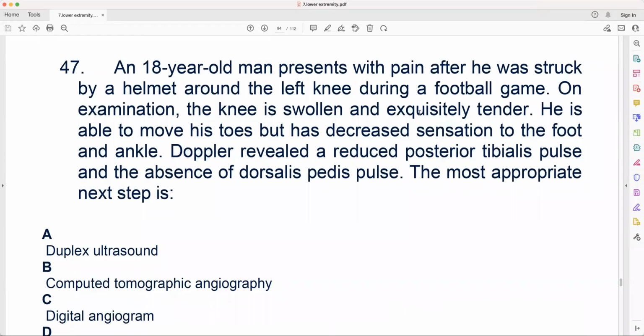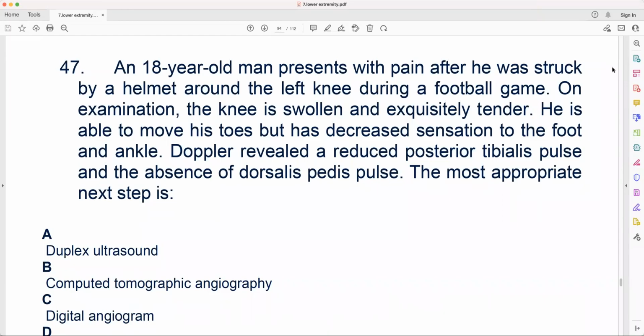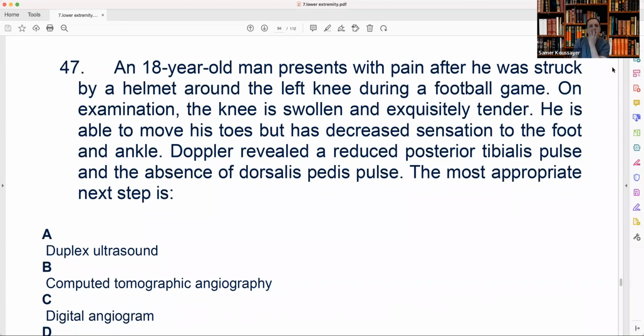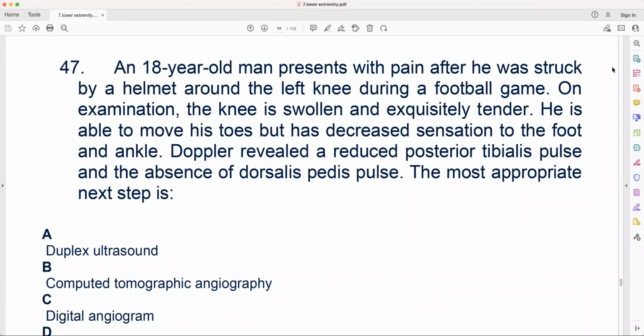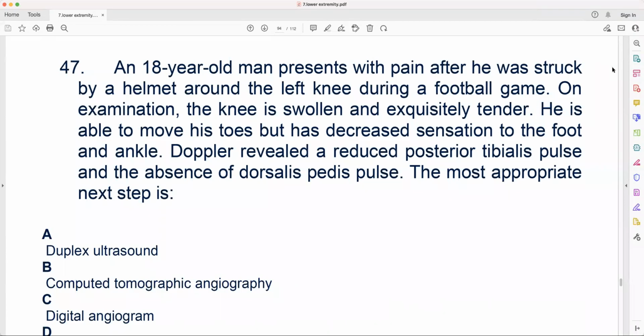An 18-year-old man presents with pain after he was struck by a helmet around the left knee during a football game. On examination, the knee is swollen and tender. He is able to move his toes, but has decreased sensation to the foot and ankle. Doppler revealed a reduced posterior tibial pulse and absence of dorsalis pedis pulse. The most appropriate next step?